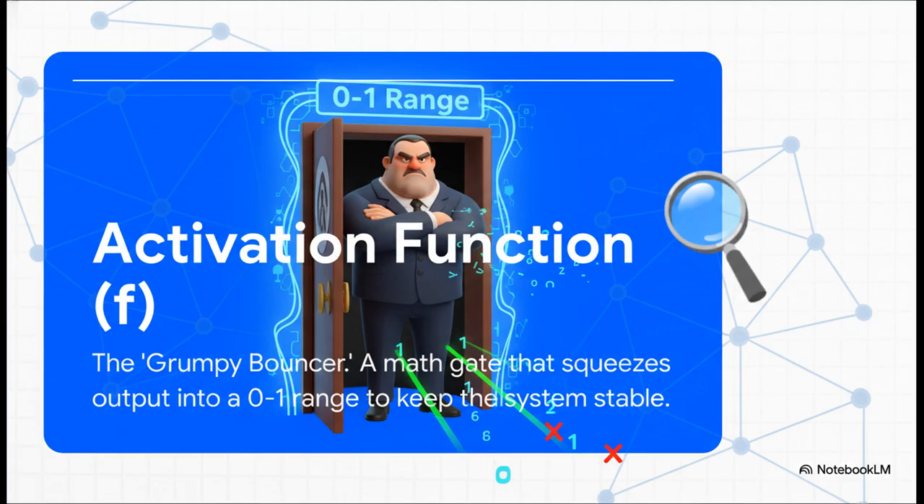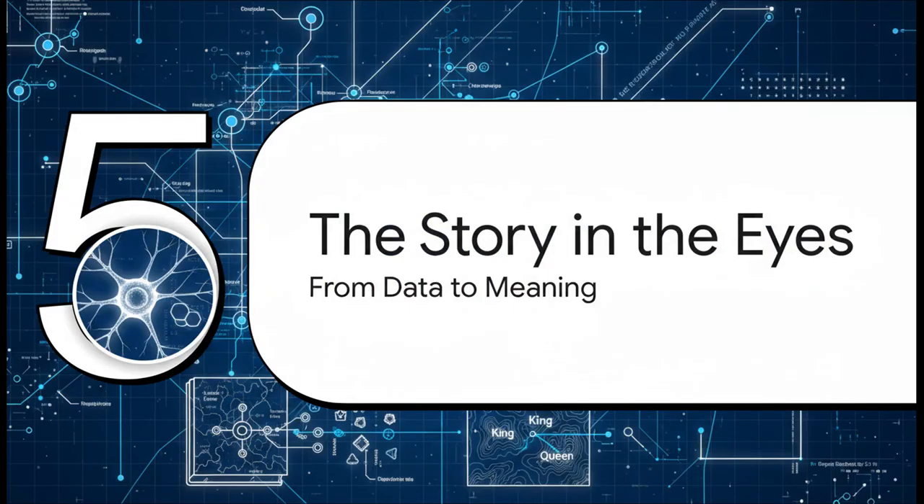But it also does something else that is absolutely critical. It takes that final number, which could be massive, and it squishes it into a predictable, manageable range, usually between 0 and 1. Why? To keep the whole system from going haywire. Without this bouncer, the numbers could just explode and crash everything. So the bouncer keeps things stable and makes sure only the important stuff gets through. So there we have it. We've built a single digital neuron from scratch.